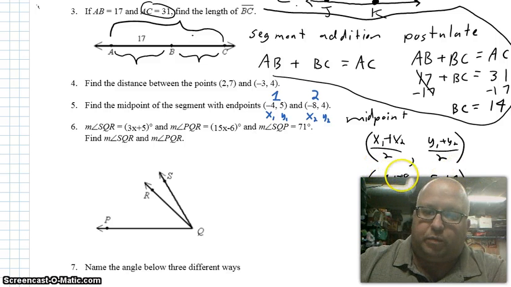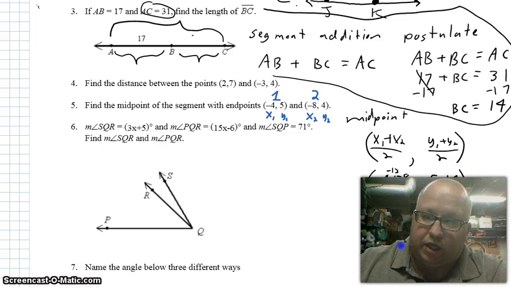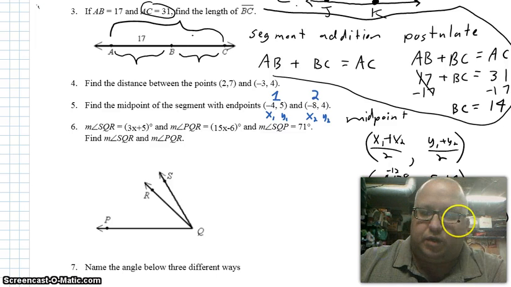All right, negative 4 plus negative 8, that's negative 12. Negative 12 divided by 2 is negative 6. 5 plus 4 is 9 over 2. 9 halves. Now it's going to be multiple choice, so be prepared to see negative 6, 4 and 1 half, or negative 6, 4.5, all of which are equivalent to 9 halves.